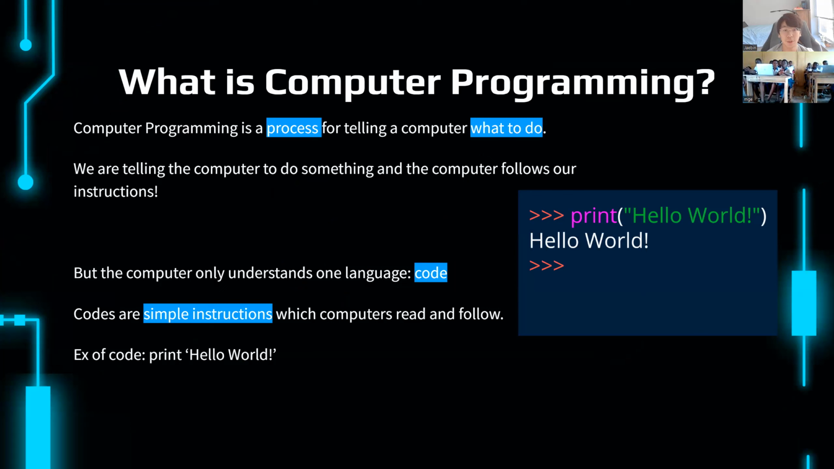So we are telling the computer to do something, and the computer follows our instructions. But the computer only understands one language, and that language is called code, which we will get to today. So codes are simple instructions which computers read and follow. An example of a code is print hello world, and you can see on the picture that it prints the words hello world.